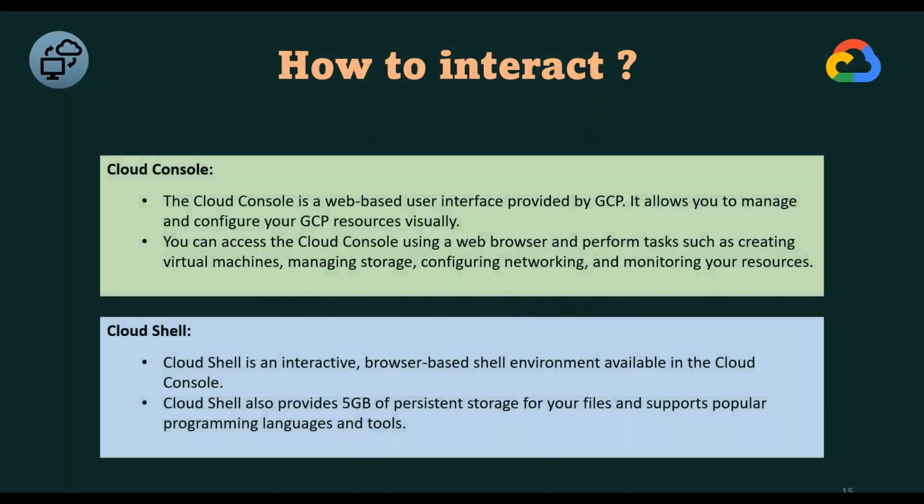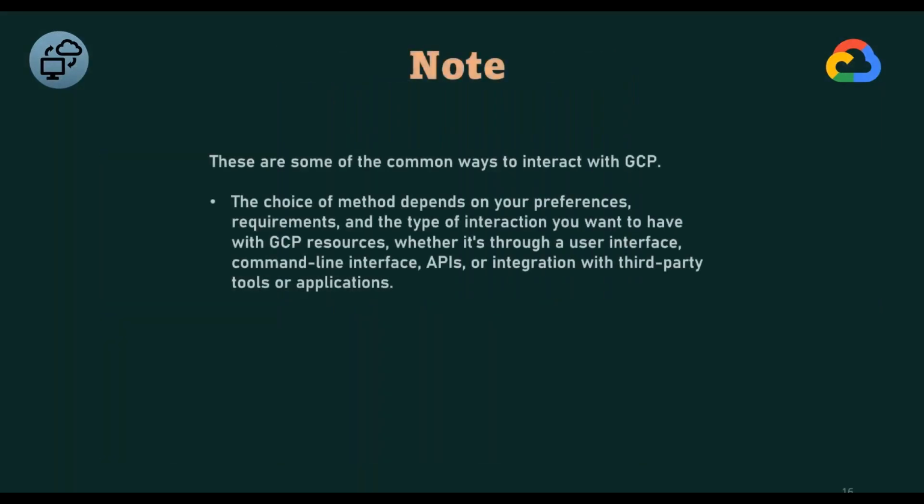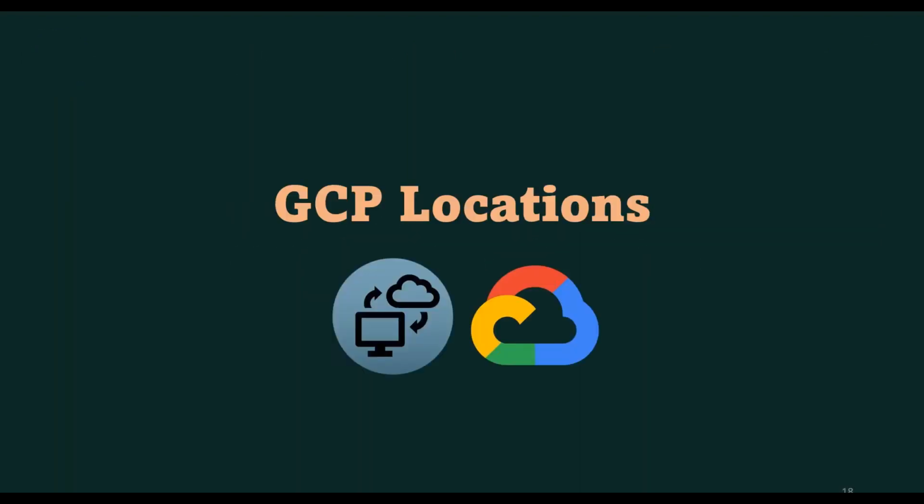We have seen what Cloud Console is, what Cloud Shell is, and I have also told you about this note. We have also seen the console walkthrough. Today, we are going to learn about the GCP locations, which is also a very important thing. I will tell you why it is important in the next few minutes. So let us start the session.